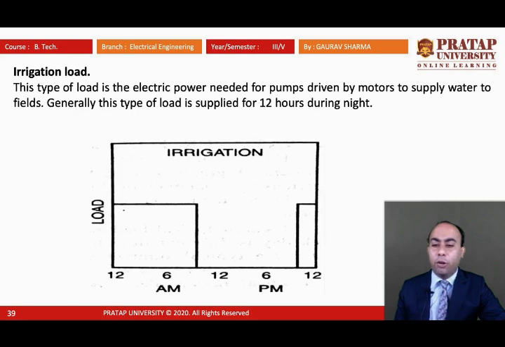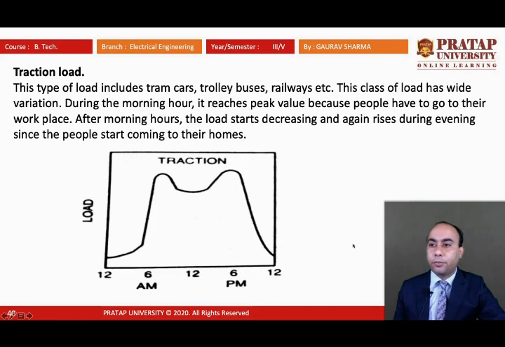Next is the irrigation load. We provide electricity to the irrigation fields at night. Near about 10 o'clock at night the load will be turned on, and it will stay on continuously up to 8 a.m. in the morning, constant like this. After that, in the daytime, no electricity is provided to the agriculture area, so the load will be 0.